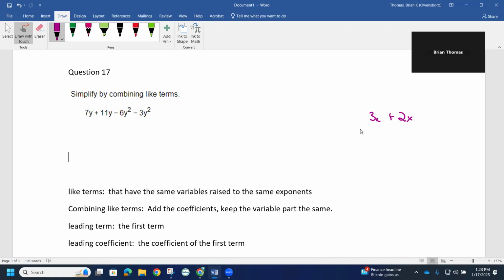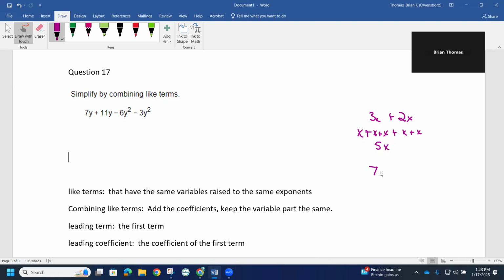Now remember, 3x really means x plus x plus x. It means 3 x's added together. 2x means an x and an x. So really, how many x's do we have added together? Keep that in mind. That's simply 5 x's added together, or we write that as 5 times x.